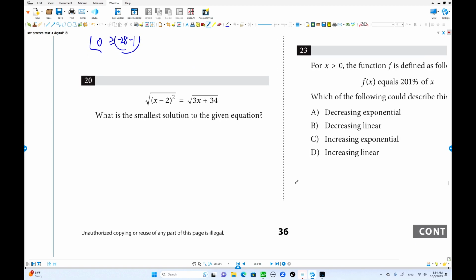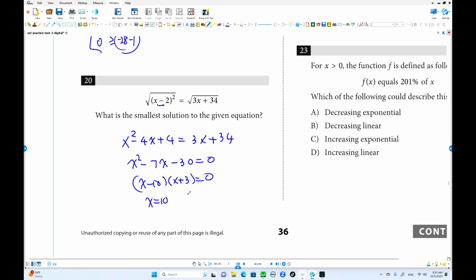What is the smallest solution over here? So the inside of the radical must be equal. Again, I expand this one, x squared minus 4x plus 4, which must be equal to 3x plus 34. So x squared minus 7x minus 30 equals 0. You can factor this one, okay? x minus 10, x plus 3 equals 0. So we have two numbers, x equals 10 or x equals negative 3. But you've got to be careful, this is already positive, but this one cannot be negative, right? For this number, 2, they are not negative. That's fine. Both will be solutions, and we want just the smaller one. Negative 3 is the answer, okay?